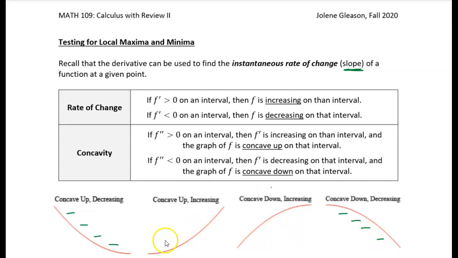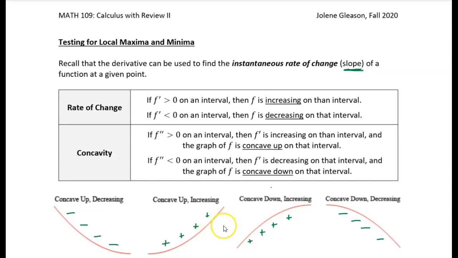And so we can also see here that if we drew a tangent line to any point on this curve, we'd have a positive slope. Same way here, positive slope. So this is an increasing function, and the first derivative is positive.